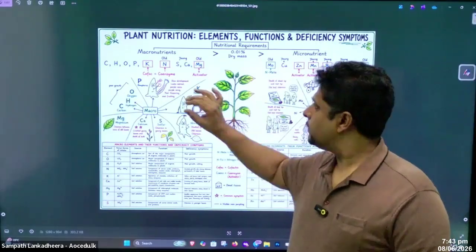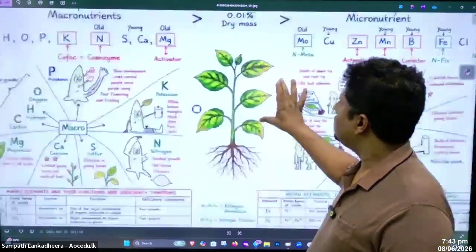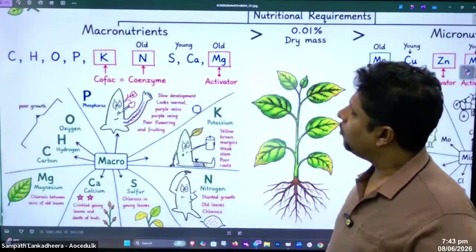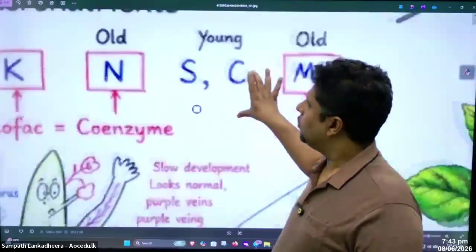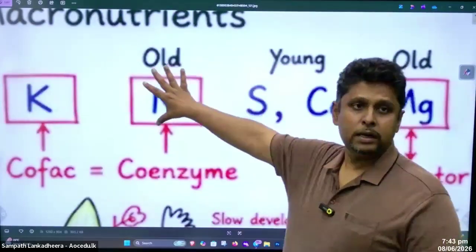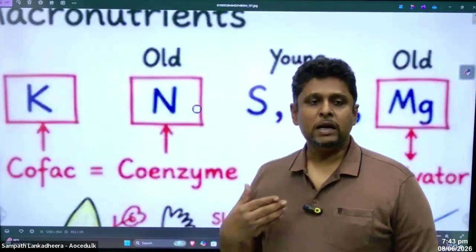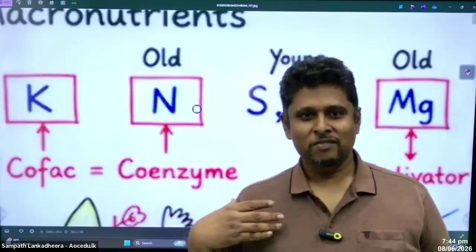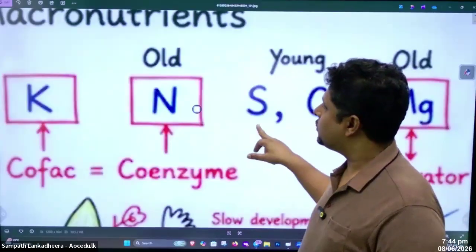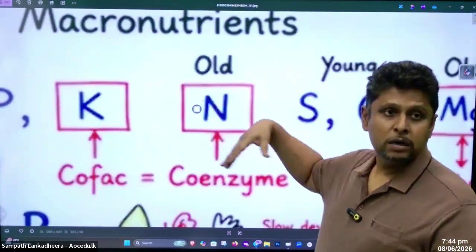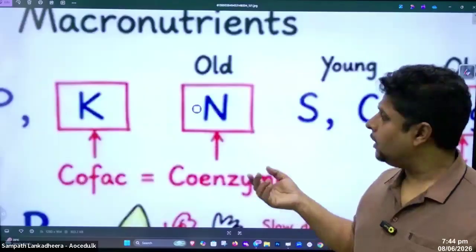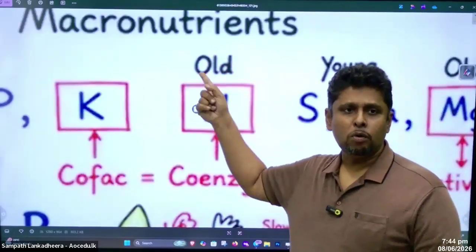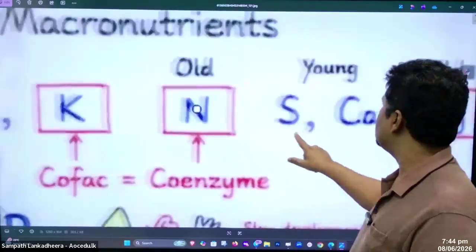Macronutrients and micronutrients, we learn, people. Normally deficiency symptoms, when macronutrients become deficient in the plant, usually appear in old leaves, but some unusual ones are there.